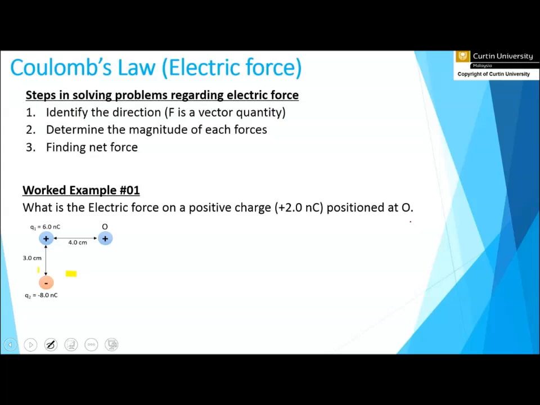So in order to solve the problems for electric force, I've come up with 3 important steps. Recalling force is a vector, right? So always the first step is to find the direction. Direction comes first, then followed by magnitude, then only combine them to find the net force. Alright?